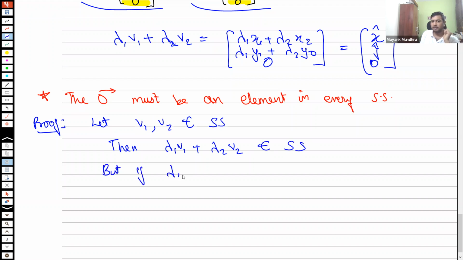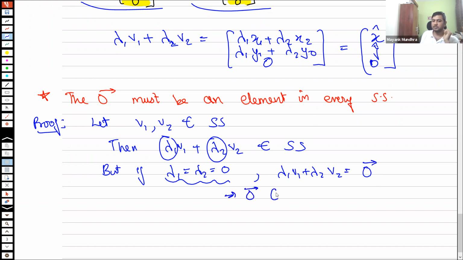But if lambda 1 equals lambda 2 equals 0, because these lambdas can be any real number, then lambda 1 v1 plus lambda 2 v2 becomes the zero vector in the particular vector space. So this implies that the zero vector must be contained in the subspace. Something is a subspace only if it contains the zero vector in it. Otherwise, it's not a subspace.